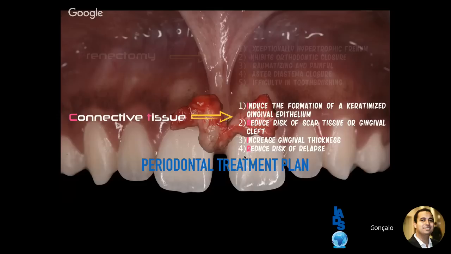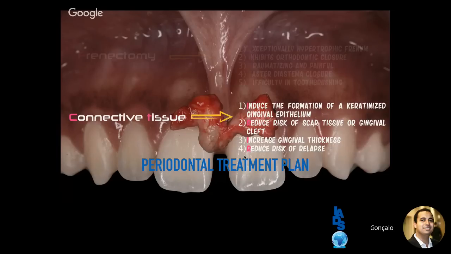The goal is simple. When we have a frenum, the frenum is mucosal tissue. So when we remove the frenum, we want to have keratinized tissue. And the keratinization in the gingiva is determined by the underlying connective tissue. Those are classic studies from Karring. So what we did in this case was we placed the connective tissue to first increase the thickness. It was a thin biotype, and to avoid relapse and for better aesthetics.